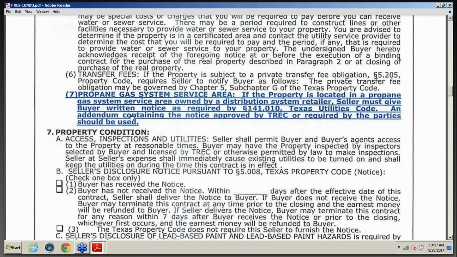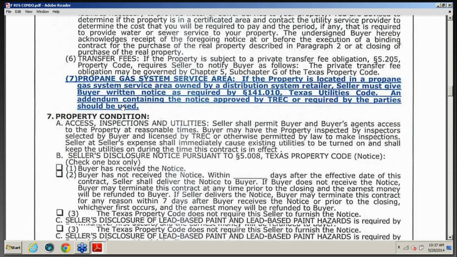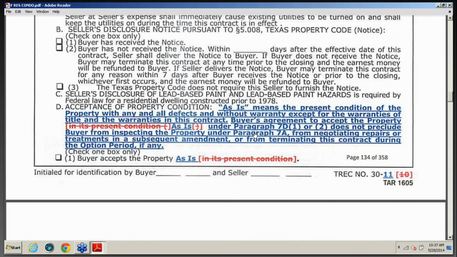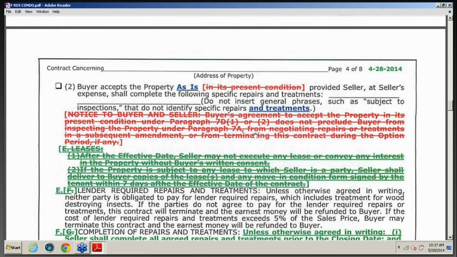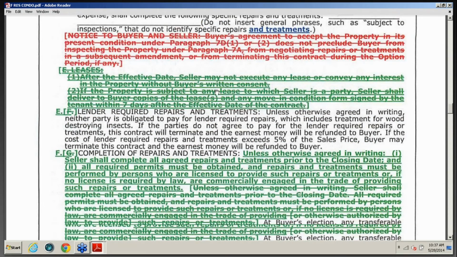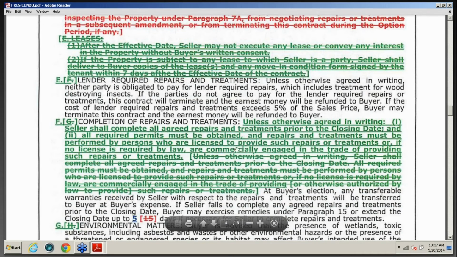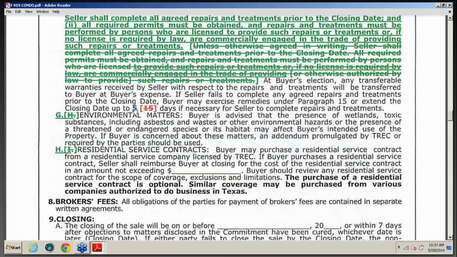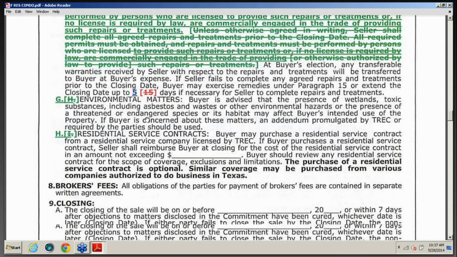The propane gas system, again, we have that attached should there be a propane gas system. The as-is verbiage is right there in paragraph 7. Again, the completion of repairs, licensed or commercially engaged. Close date can be extended up to 5 days, not 15 like it was before, up to 5 days.